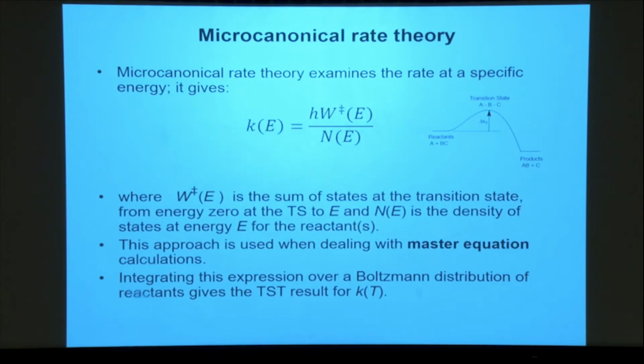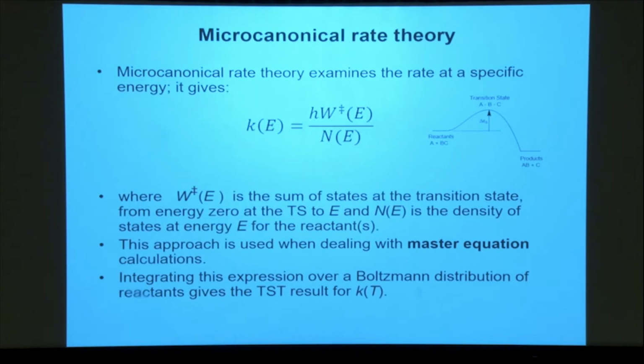So we need rate constants that are not rate constants that apply as an average over the Boltzmann distribution, but are specific to a given energy level for our system. And so these are going to feed into our master equation modelling a bit later on. And if we integrate these over the Boltzmann distribution, then that should give the same as the transition state result for the rate constant.